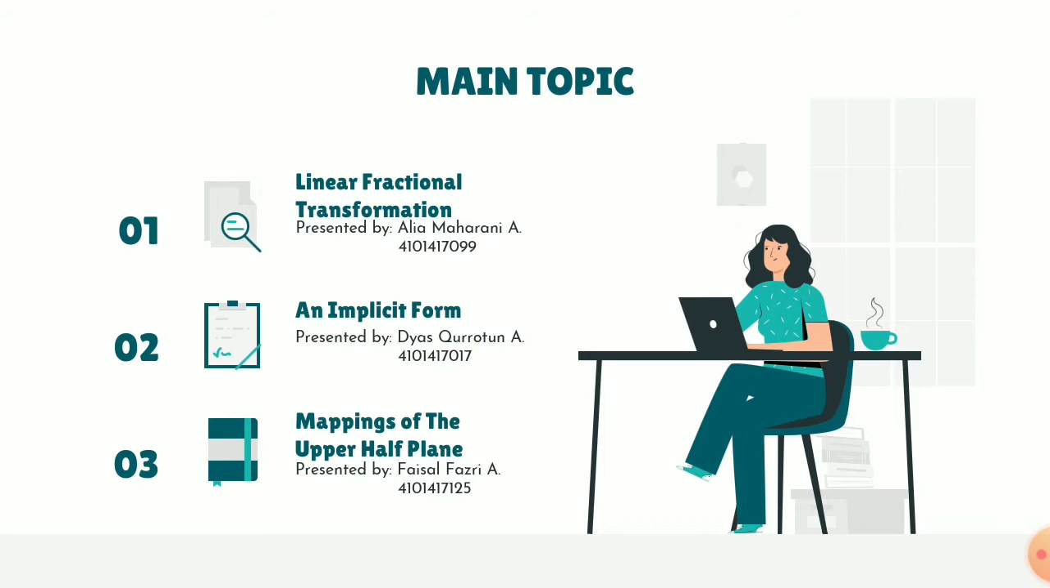We've got three main topics here. The first is linear fractional transformation that will be presented by me. The second is an implicit form that will be presented by Dias. And the last is mappings of the upper half plane that will be presented by Faisal. Okay, let's get started.